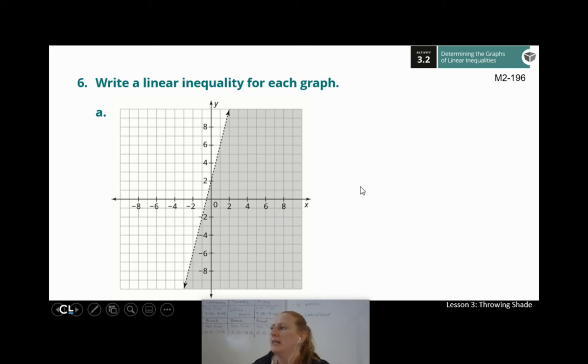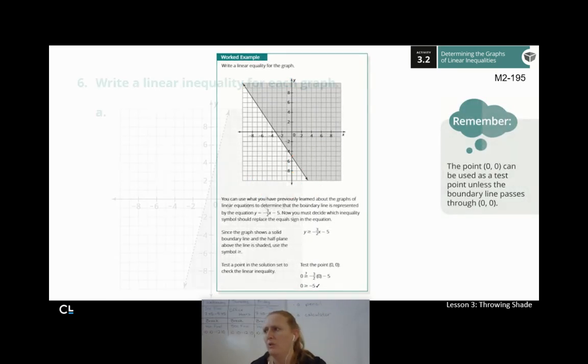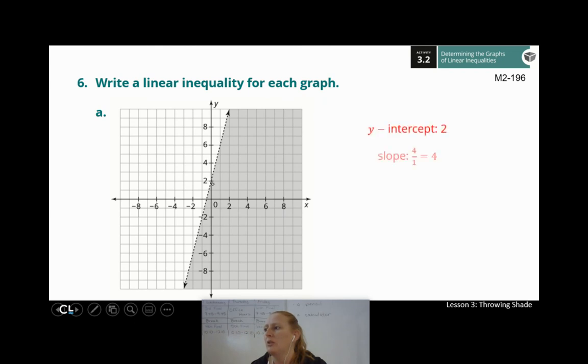Okay, so we're going to write a linear inequality for each graph. First of all, I can see that my y-intercept is at positive 2. Let's figure out the slope. If I follow this line, it looks like the next nice point I get is up here. So it looks like I had to rise 4 and run 1. So my slope is 4 over 1, or you could just say your slope is 4 if you didn't want to put the 1 under it.